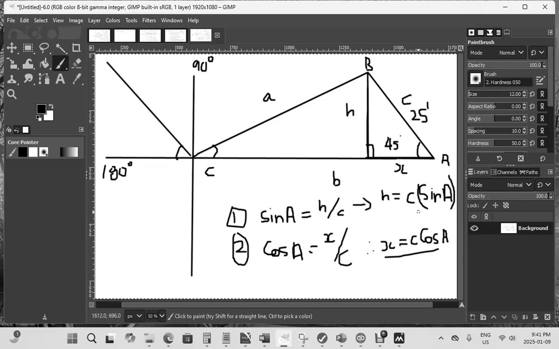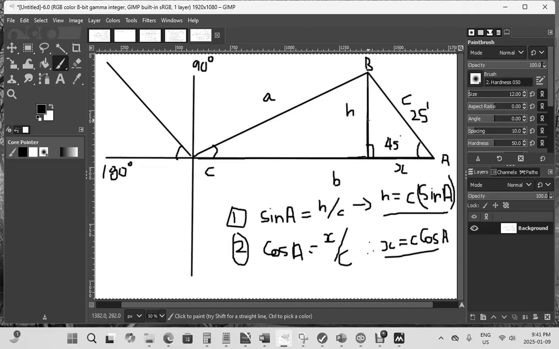All right, so H equals C sin A and X equals C cos A. These are the two equations that we're looking at. Now we want to find the third equation, and this has to do with this side over here.